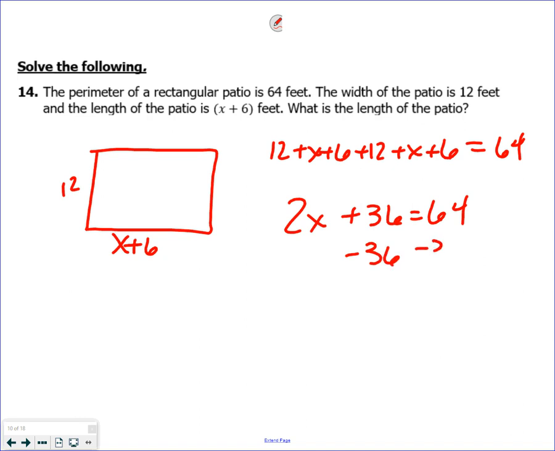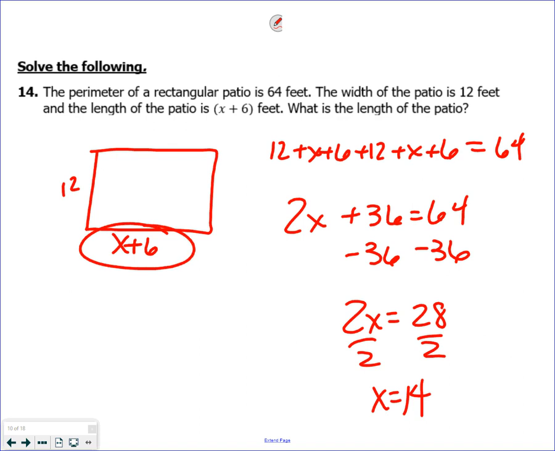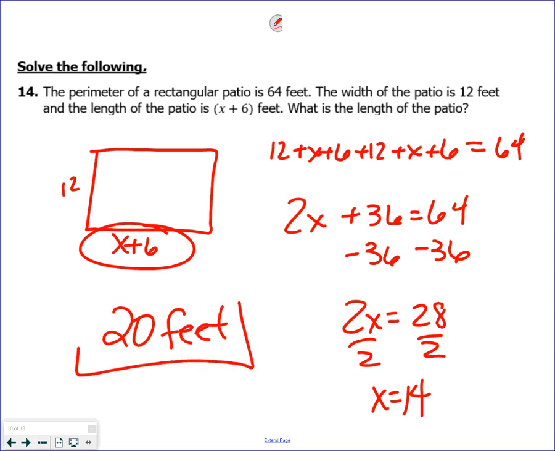Subtract 36 from both sides. So 2x is equal to 28. Divide by 2. I get x to equal 14. Now, be careful. Come back over here. The length of the patio is not 14. Remember, x plus 6 is the length. So the actual length of the patio is 20 feet. Be careful there. Just because you found x to be 14 doesn't mean that's the actual length of the patio. All right? Any questions there?